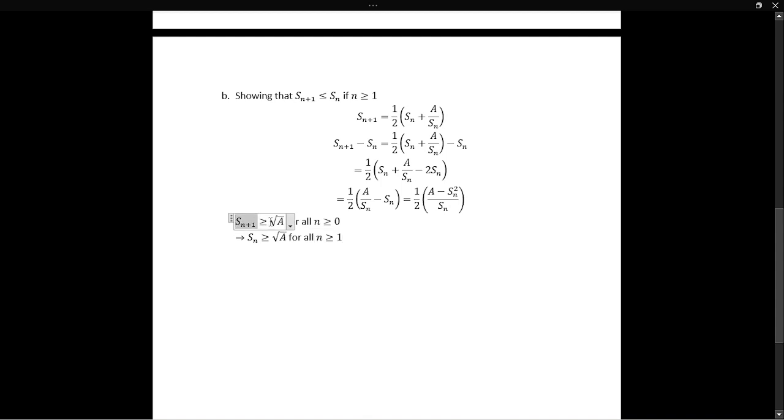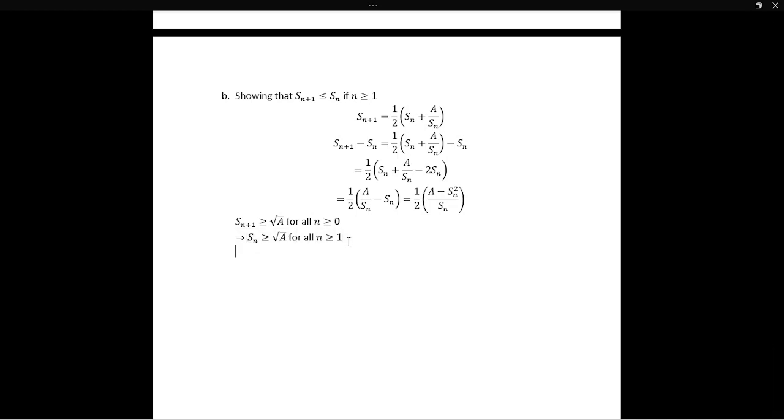Because in the first scenario, if n is 0, we have s1 greater or equal to the square root of a. In the second scenario, we cannot begin with n equal to 0 again. We are instead going to begin with n equal to 1, so that we should also have s1 greater or equal to the square root of a, just to respect the proof. So it means that s of n is greater or equal to the square root of a.